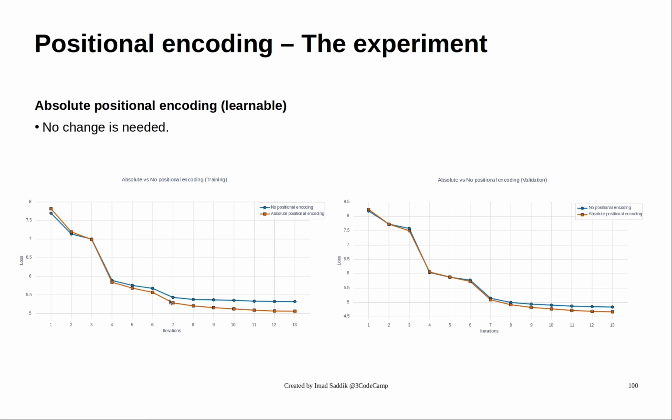The orange line is absolute positional encoding and the blue line is the no positional encoding method. As you can see in both graphs, the absolute positional encoding method performs better than no positional encoding. This was expected because, as I said, adding more information to the transformer helps it to learn better. And again, the training time: this method also took roughly 2 hours and 10 minutes, so there is no difference in training time.